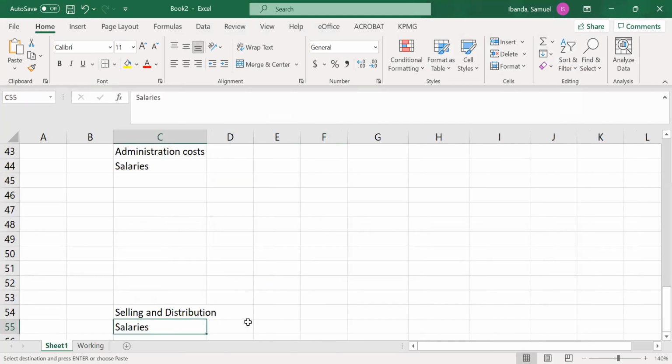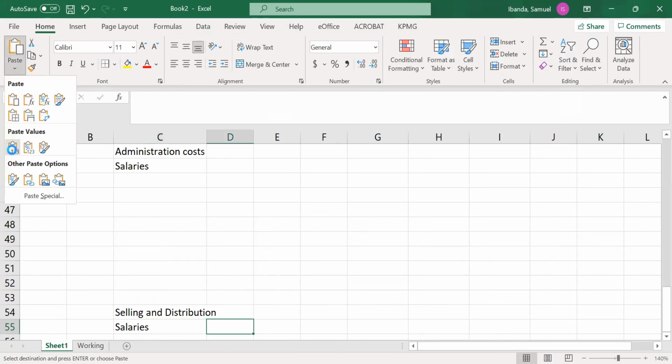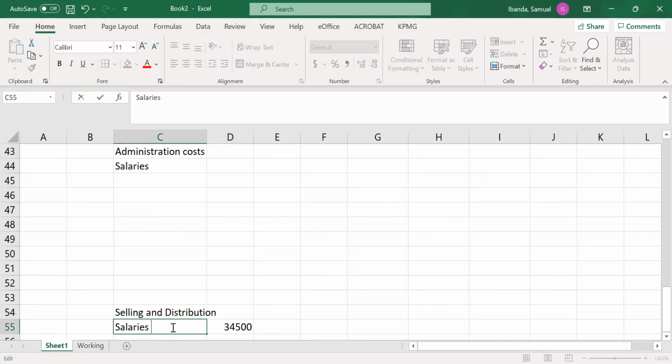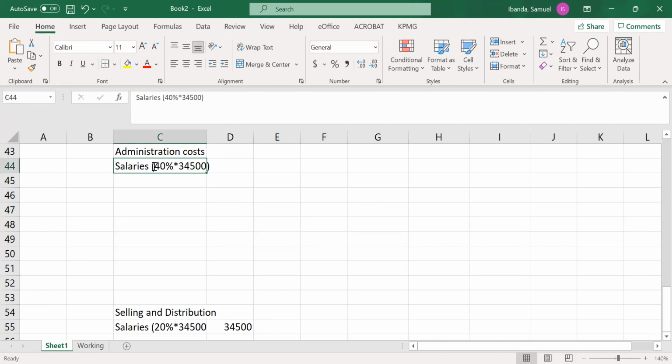34,500, sorry. So it will mean that they have told us that selling and administration is 20%. So 20% times 34,500. That is what we have here. And for the other one, which is our administration costs, we are doing 40%. So 40%. When you press your calculator, you should be able to get these two figures.